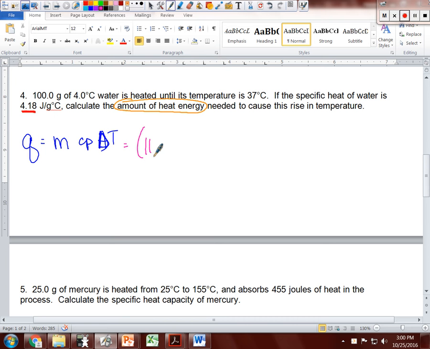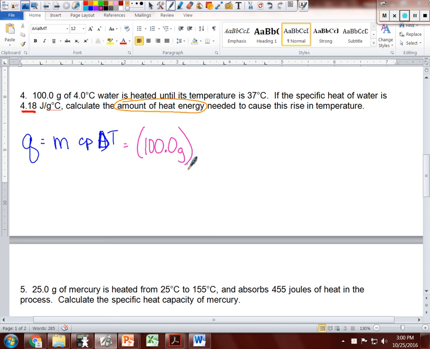Okay. Let me throw a curveball at you, just to make sure we're on the same page. What if it had said 100 milliliters of water? What would be your mass? 100 grams. Do y'all remember that 1 milliliter is equal to 1 gram?